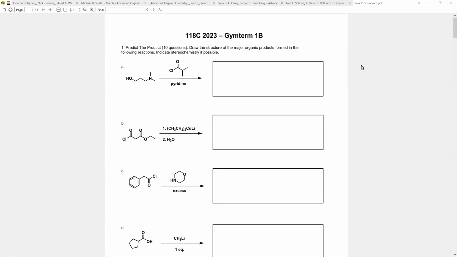Hey guys, this is a gym term 1B walkthrough. I completely forgot to make it. I apologize, I just forgot. I thought I made it the other day, but it's okay, whatever.